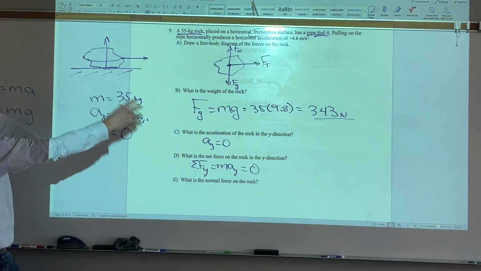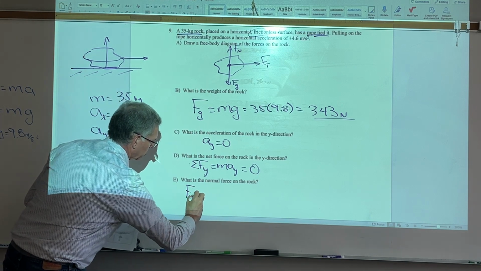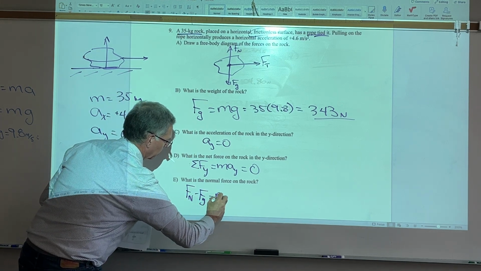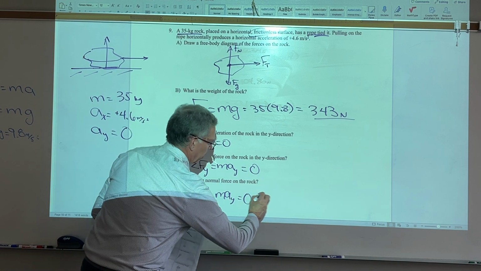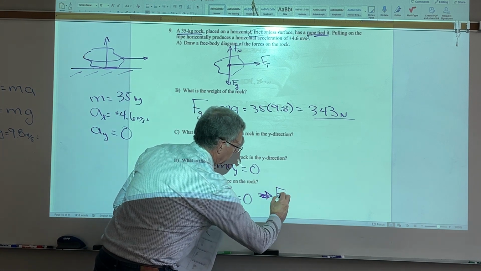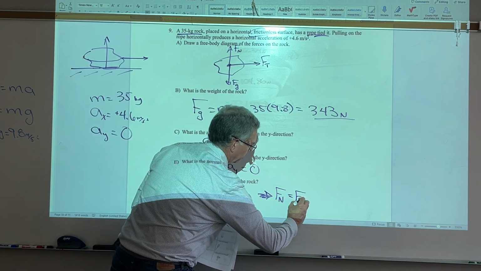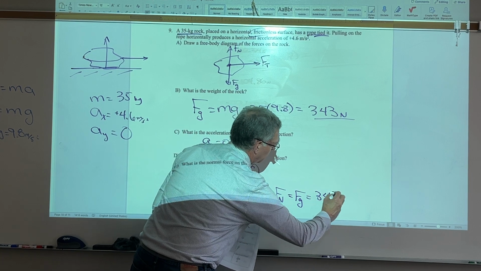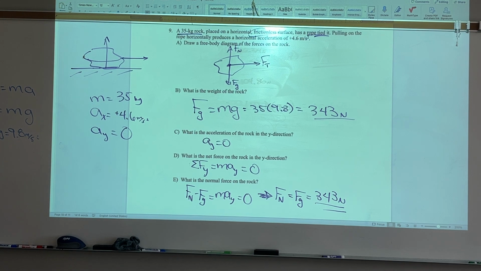And if we look at our free body diagram, in the y direction we have positive normal force minus the force of gravity equaling 0. So subtract force of gravity from both sides. Force of normal equals force of gravity. So normal force also equals 343 newtons. All right, so there's a couple other questions with that, so let me move it on up.